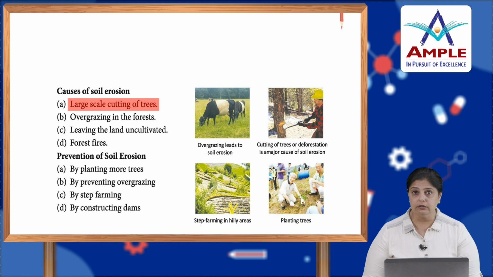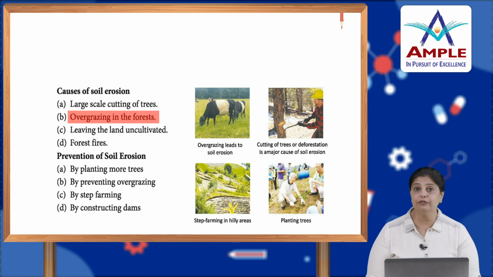Trees hold water, and they are fixed inside the soil, and that is why they make the soil quite healthy. But if you remove the trees, large scale cutting of trees is one of the factors when the soil gets washed away. Then overgrazing in the forest. When a lot of overgrazing happens, because of the lack of trees, then whatever area is required for grazing gets overused. That's when soil erosion happens.